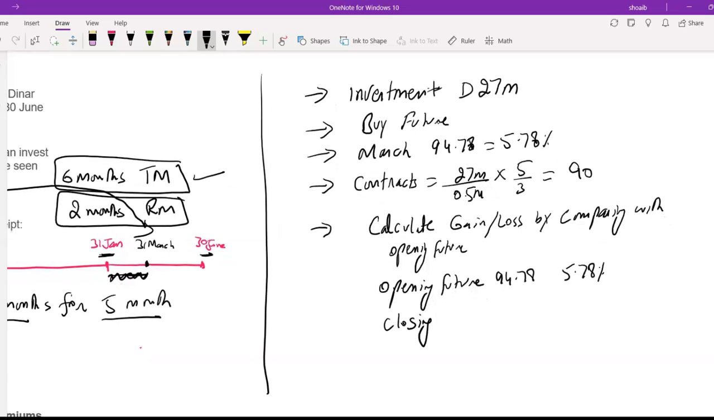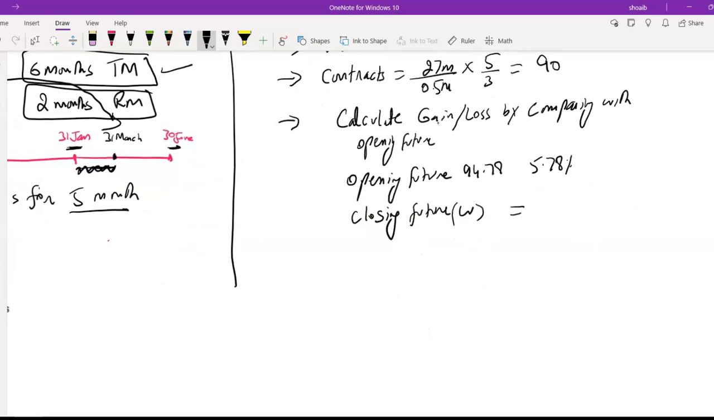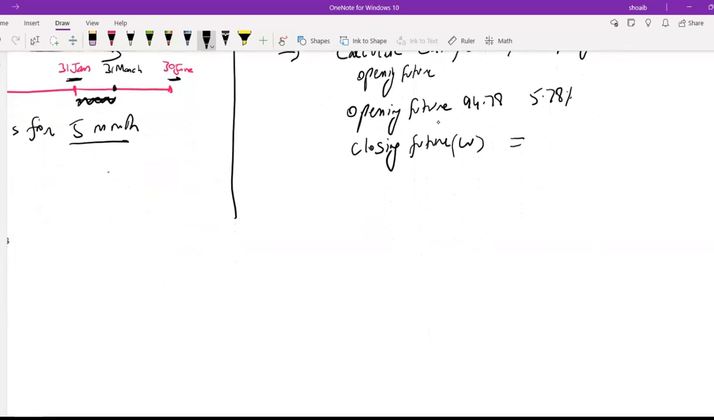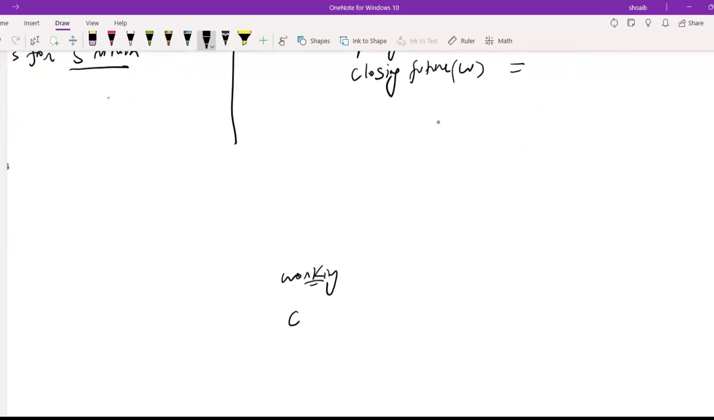Obviously, you don't have that. You need closing future. So we will solve in the working. Obviously, in the Excel, you can solve it here, but I'm writing it on the paper, so I have to show the working. Otherwise, on Excel, you can show in the cell. So let me solve it in the working. In exam, you can also show in the working.